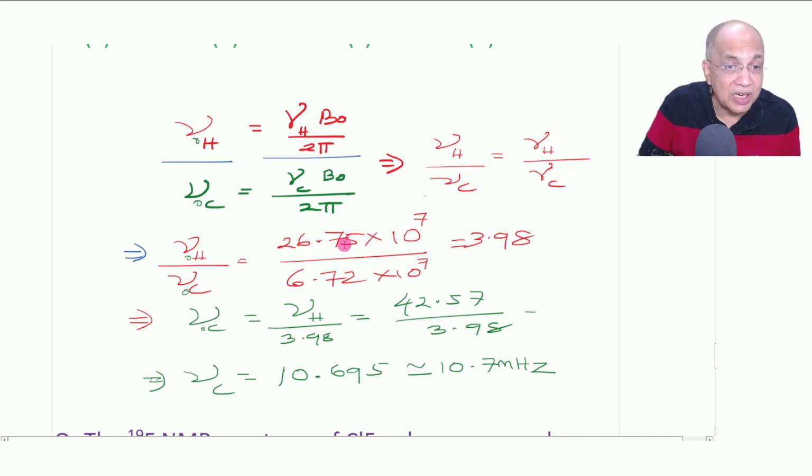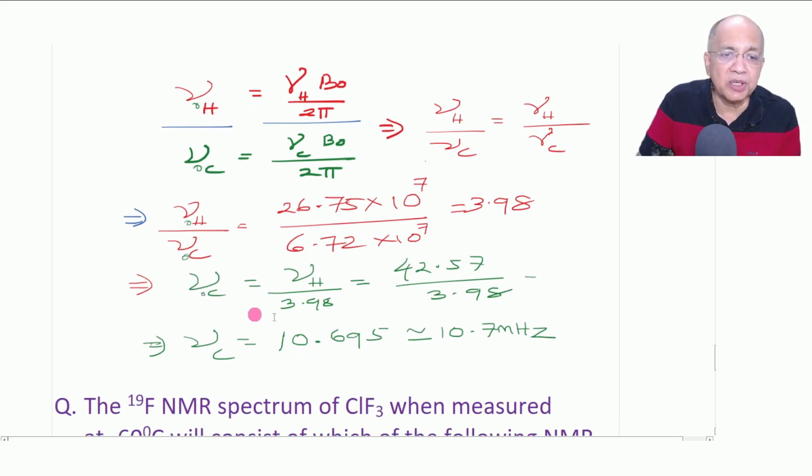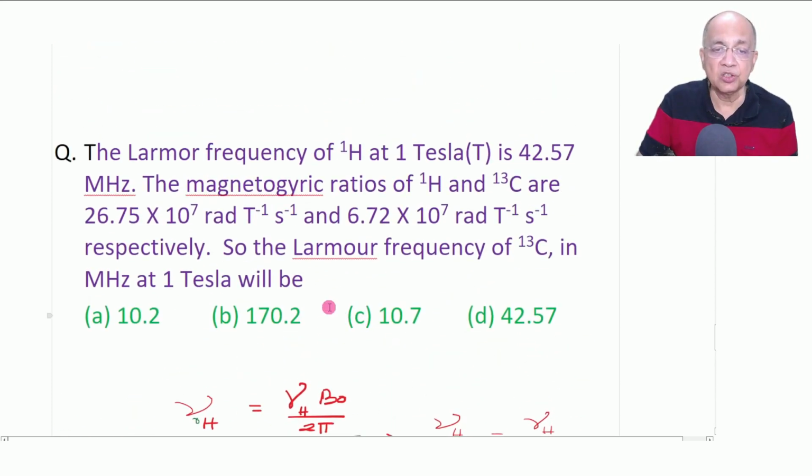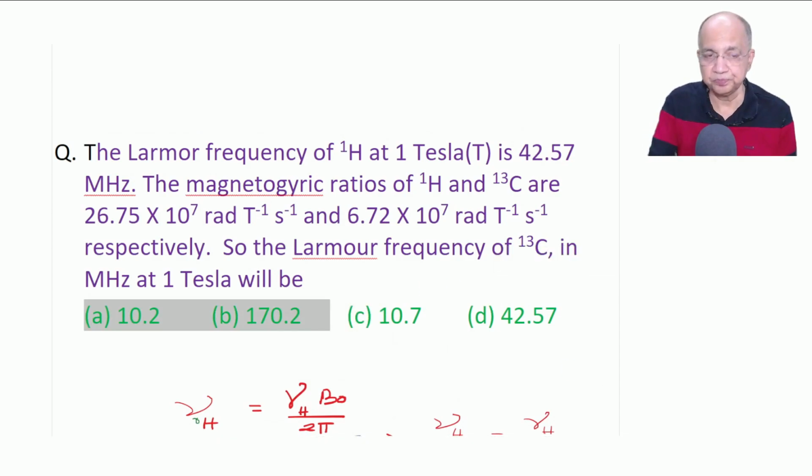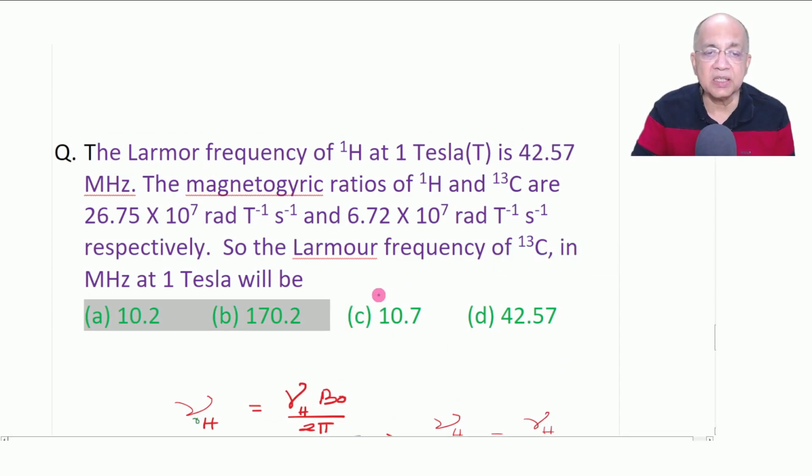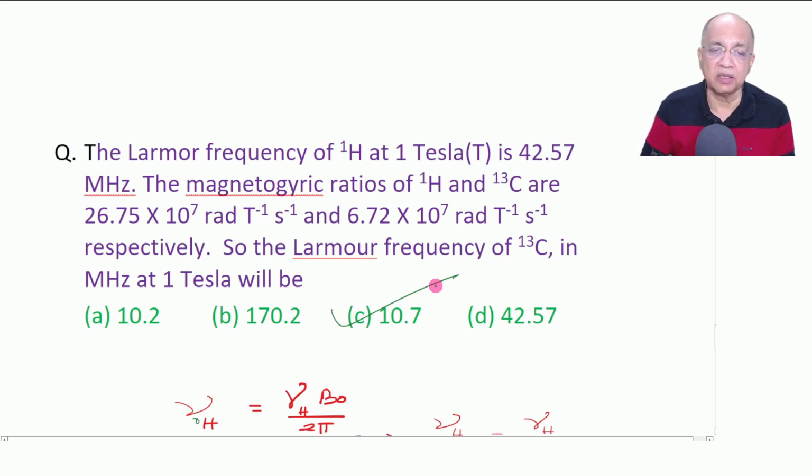So these values are exactly given. The ratio is 3.98, not 4. 4 was just an approximate one. So that carbon resonance will be 3.98 times less. It comes to 10.695, approximated to the first place of decimal, 10.7. So this is the correct answer. You can get it. These are very simple problems.